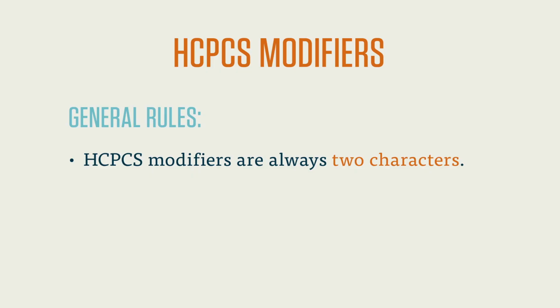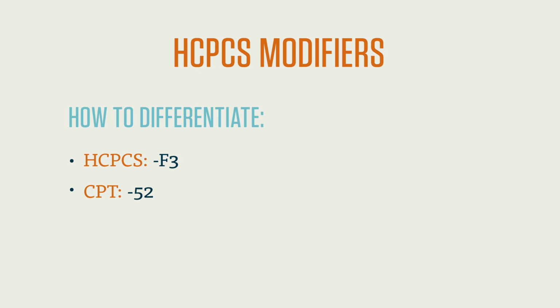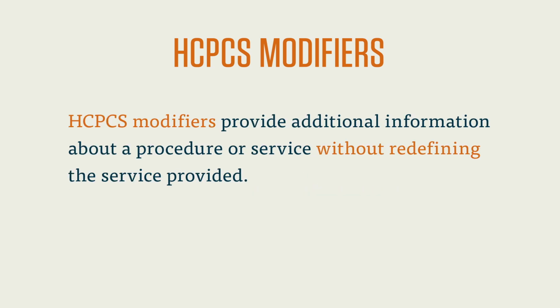HCPCS modifiers, like CPT modifiers, are always two characters and are added at the end of the HCPCS or CPT code with a hyphen. When differentiating between a CPT modifier and a HCPCS modifier, there's one simple rule. If the modifier has a letter in it, it's a HCPCS modifier. If that modifier is entirely numeric, it's a CPT modifier. HCPCS modifiers, like CPT modifiers, provide additional information about a procedure or service without redefining the service provided.